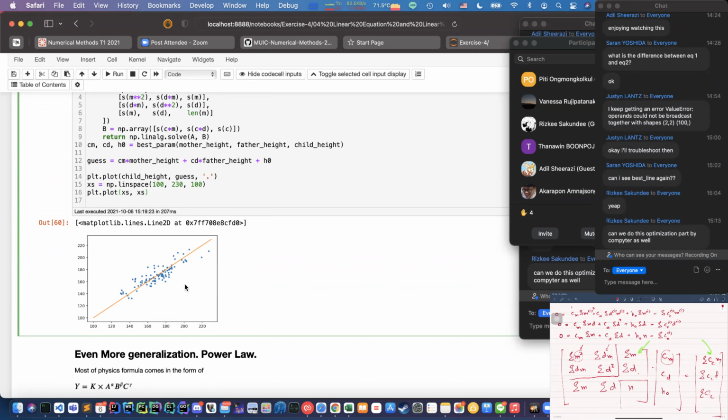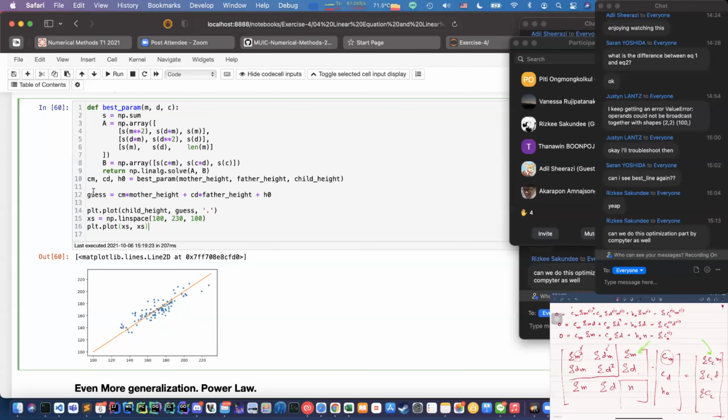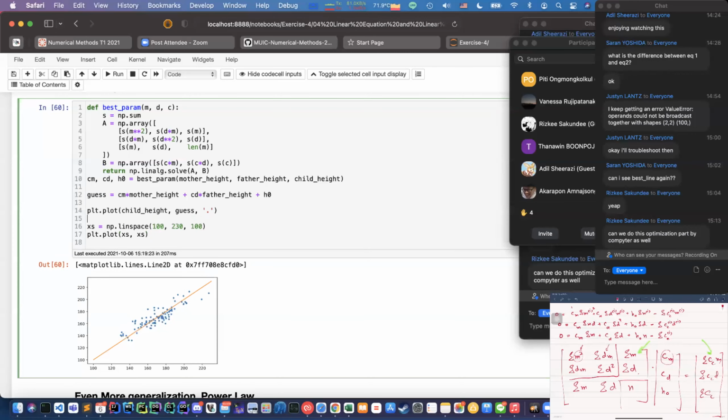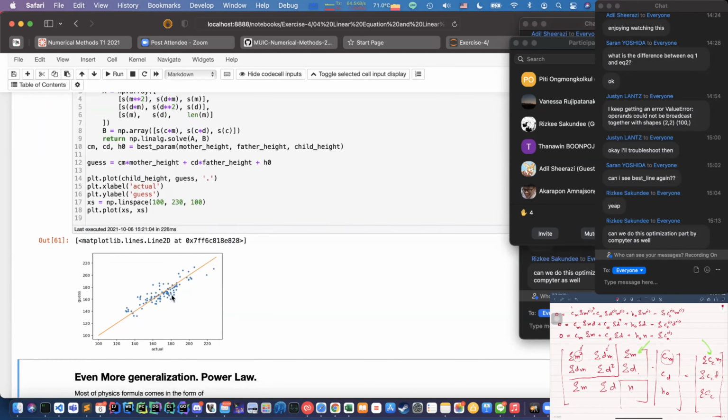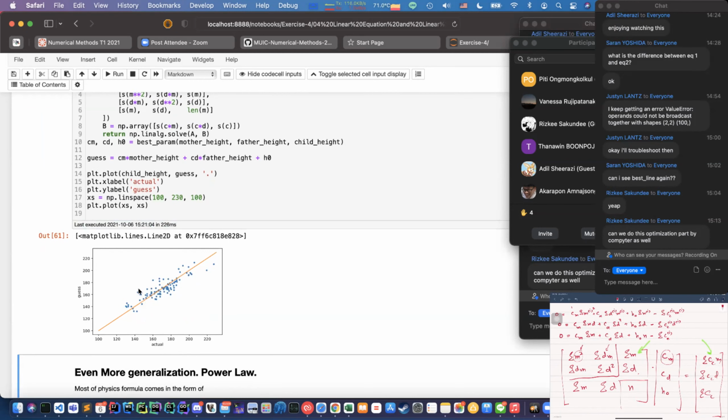If your guess is good, then your guess should be really close to the actual. So let me put the label as well. What I'm plotting here is the actual versus the guess. So the x-axis is going to be the actual. This is the guess. Or the official name is actually called the residual, but you don't really care. If your guess is perfect, you should lie on the orange line, which is x equal to y. That's why I plot this line over here, x equal to y.